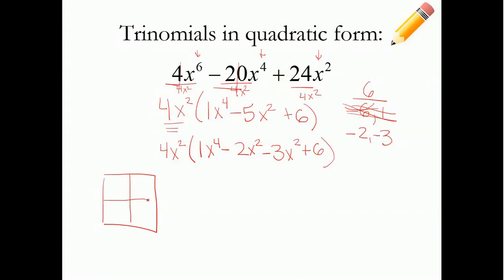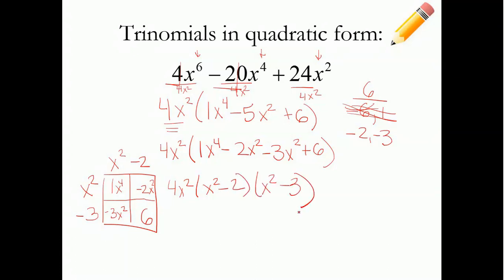So that 4x squared, like I said, is just going to hang around in the front, not worry about anything. He's just going to come along for a ride. There we go. So these two have an x squared in common. Notice, because this one's x to the 4th, x squared times x squared gives me x to the 4th. These two, it looks like they have a 3, so I'm going to do a -3. Then -3 times x squared will give me -3x squared, and -3 times -2 will give me a 6. So let's rewrite our factors: x squared minus 2, x squared minus 3.